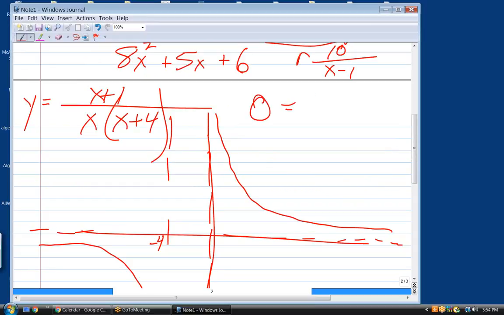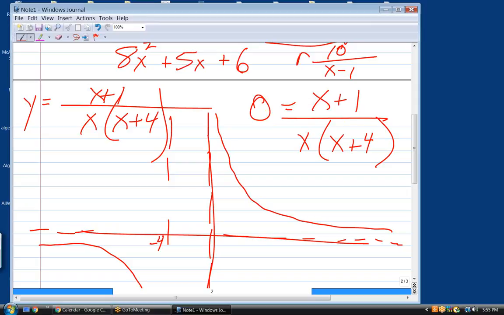X-intercepts occur when y equals 0, right? So that has to be 0. What makes that 0? Is there a solution to that equation? Well, you can try. The only thing that matters is the numerator. The numerator has to be 0 regardless of what the denominator is. If I can make the numerator 0, then that whole thing's going to be 0, because it doesn't matter what your denominator is. If your numerator is 0, the answer is 0.